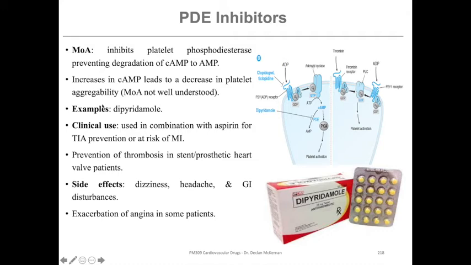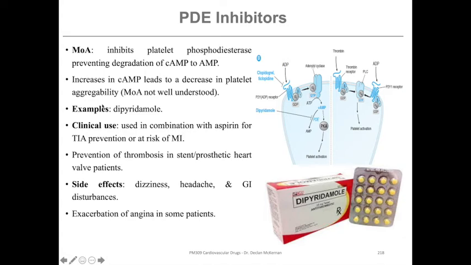Phosphodiesterase inhibitors inhibit platelet phosphodiesterases, preventing the degradation of cyclic AMP to AMP. Increases in cyclic AMP lead to a decrease in platelet aggregability, although the mechanism of action is not well known, as is highlighted in the diagram on the top right. Examples include dipyridamole, as shown on the bottom right.